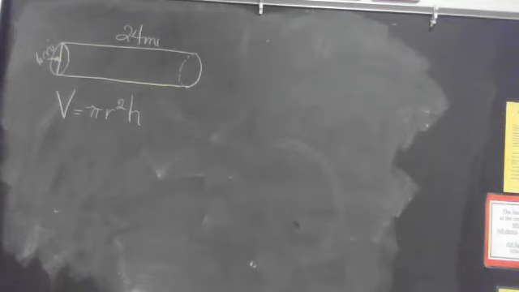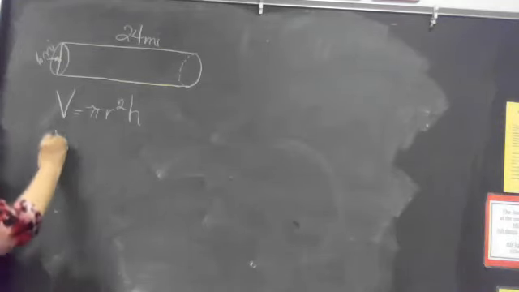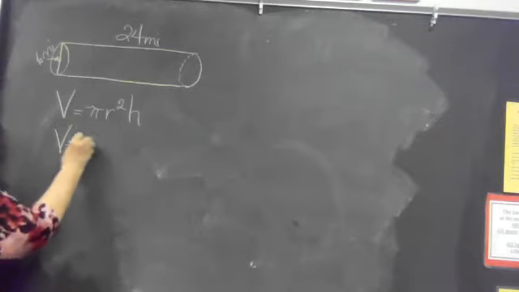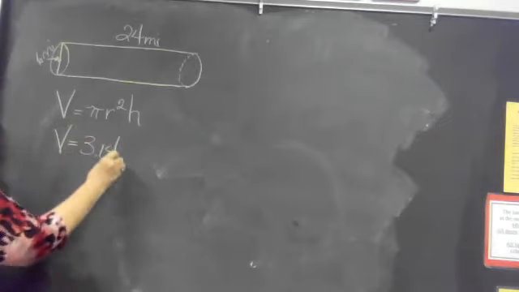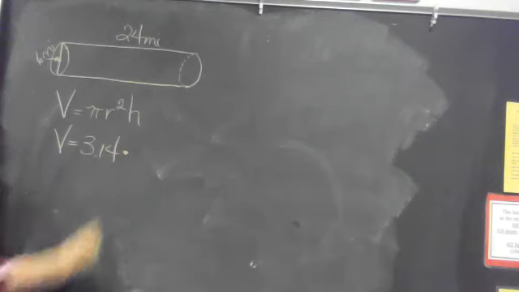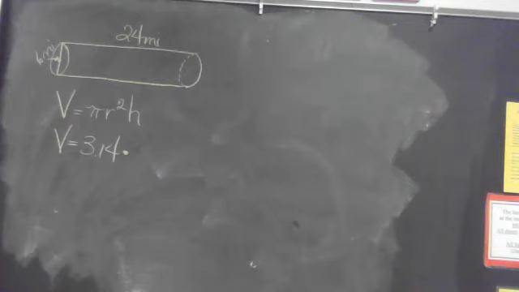We know that pi is 3.14 because they told us that in the instructions. So volume is going to equal 3.14 times, what's R? The radius. So what is it in this problem? Radius is 3. And they will do that. They will make sure that you know what a radius is.